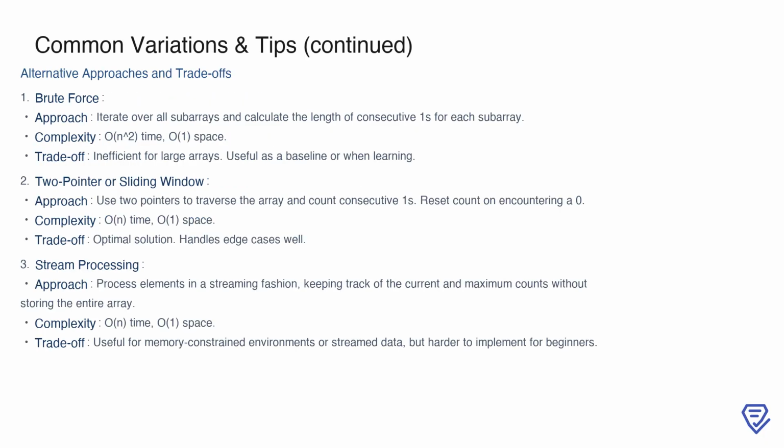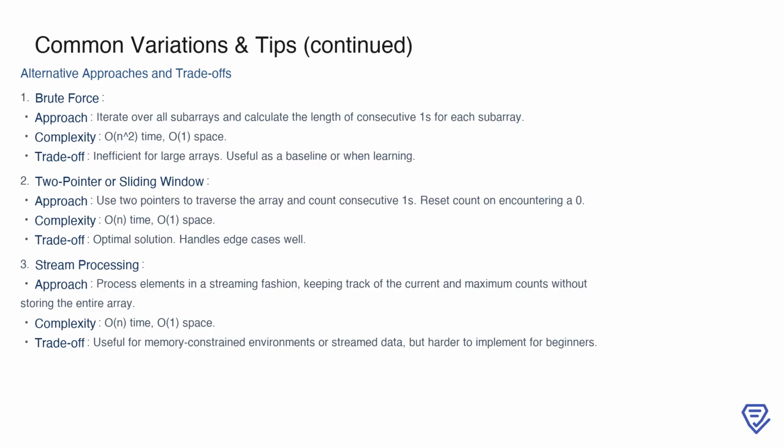There are multiple approaches to solving the max consecutive ones problem, each with its own trade-offs. A brute force approach involves iterating over all possible subarrays and calculating the length of consecutive ones for each one. While this is simple to understand, it's highly inefficient, with a time complexity of n squared. On the other hand, the two-pointer or sliding window technique is much more optimal. By using two pointers to traverse the array and resetting the count whenever a zero is encountered, this approach achieves O(n) time complexity with O(1) space.